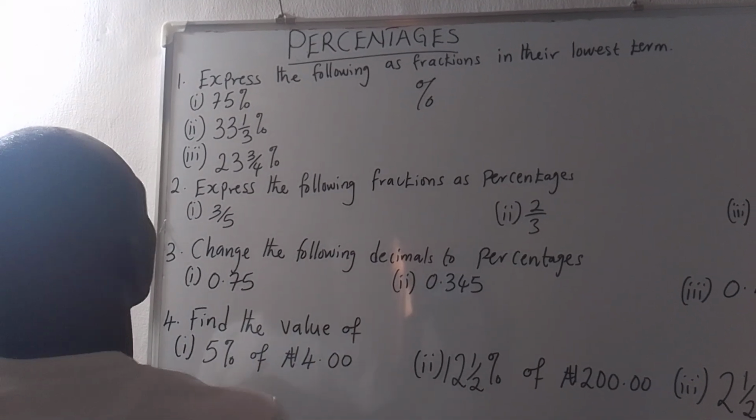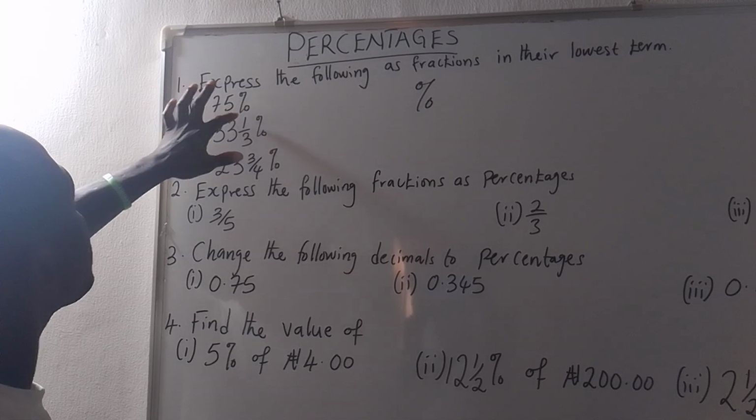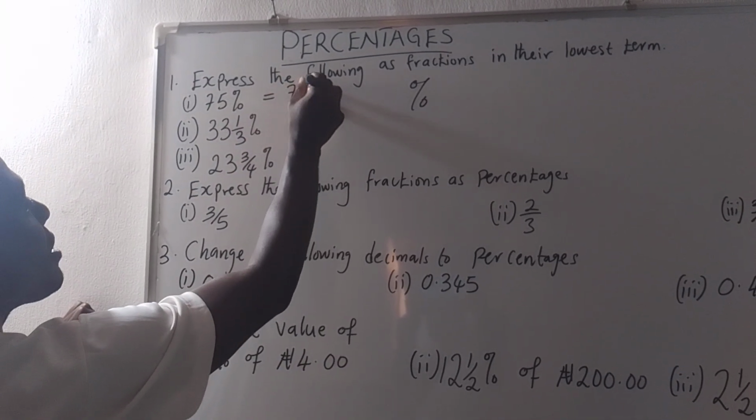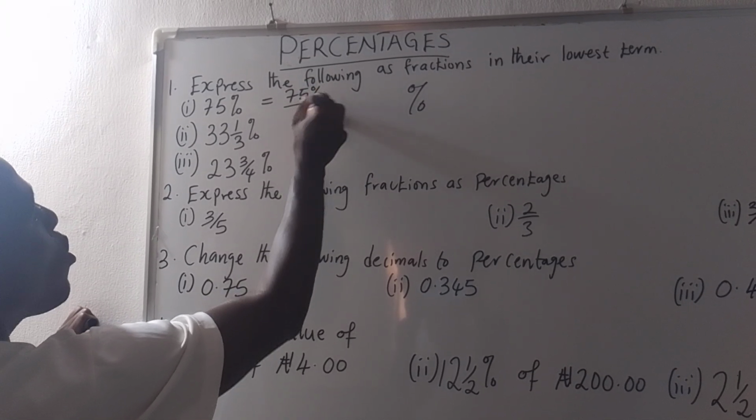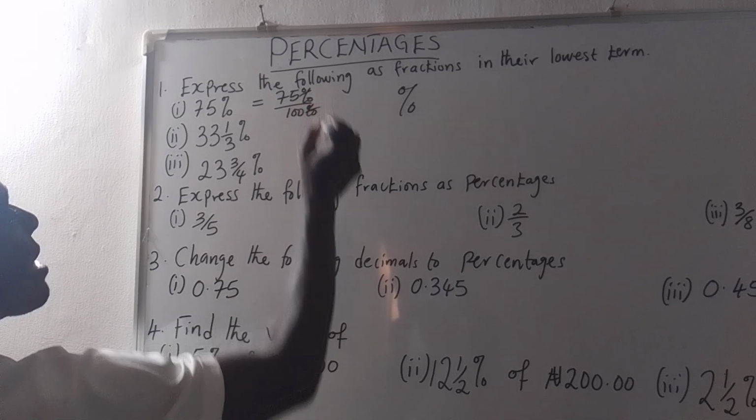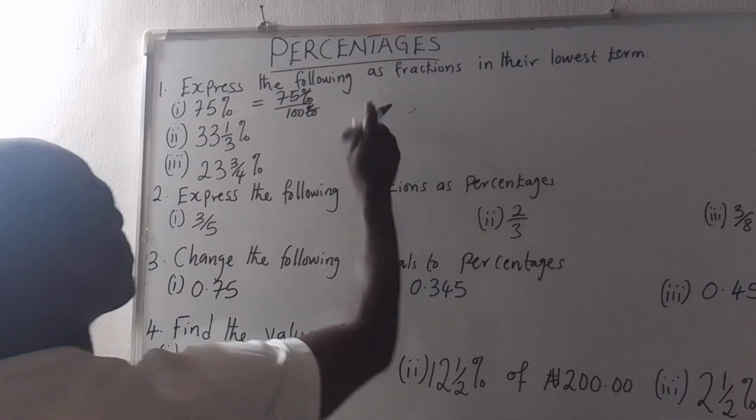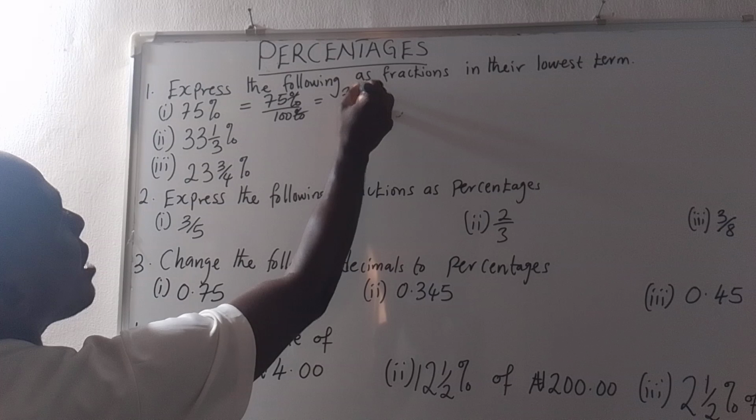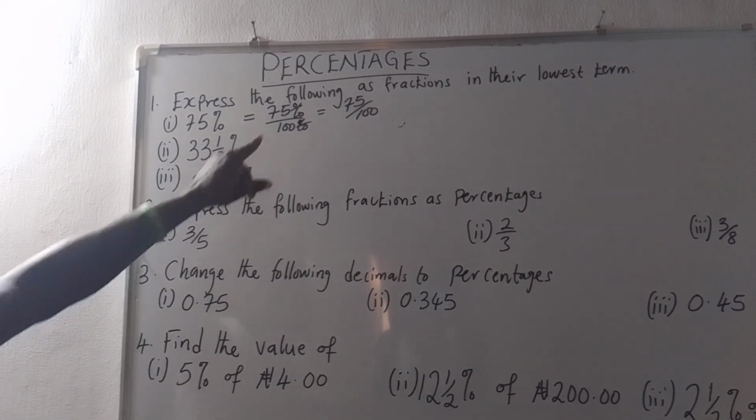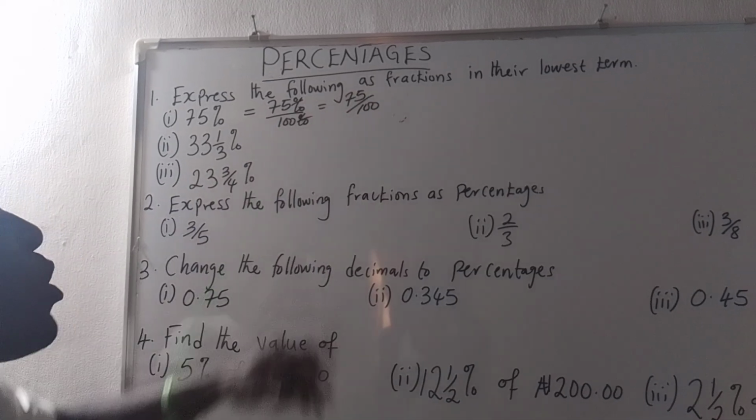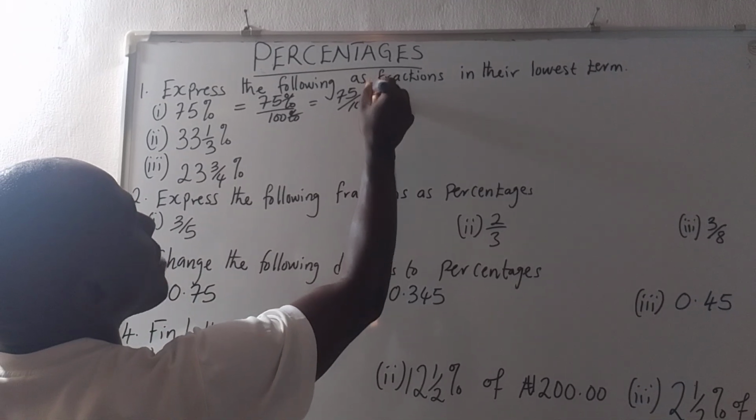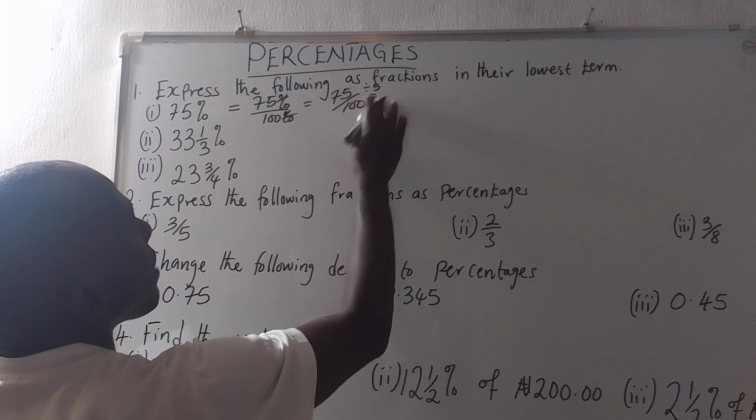Okay, let's quickly look at number 1. 75% to fraction. This is the same thing as 75% all over 100%. So percentage can easily cancel percentage, where we have 75 all over 100. Percentage has cancelled percentage. Now, look at 75 and 100. We should reduce it to its lowest term. So this is the same thing as dividing here by 5, dividing by 5.